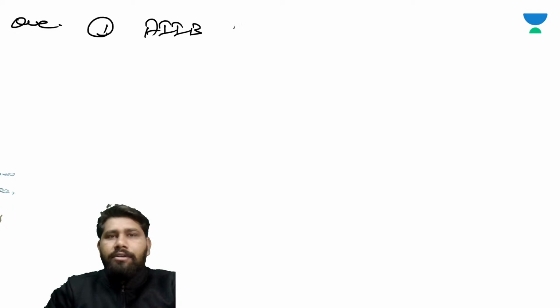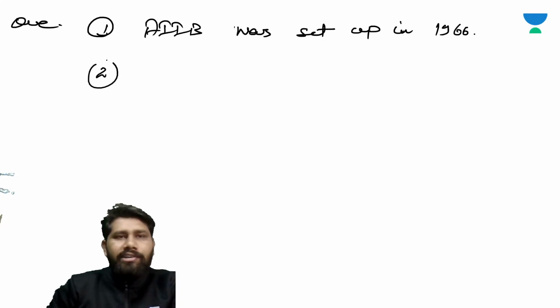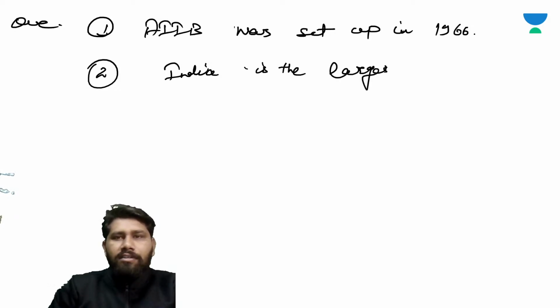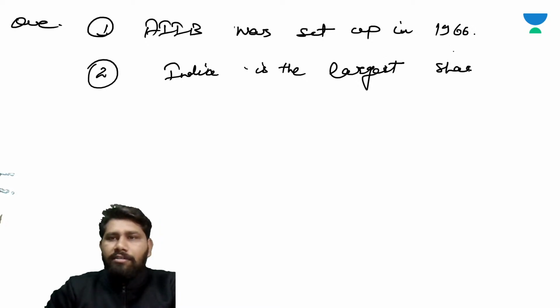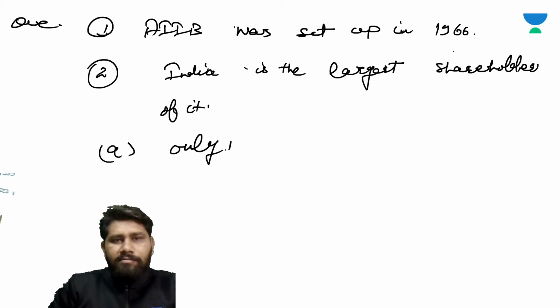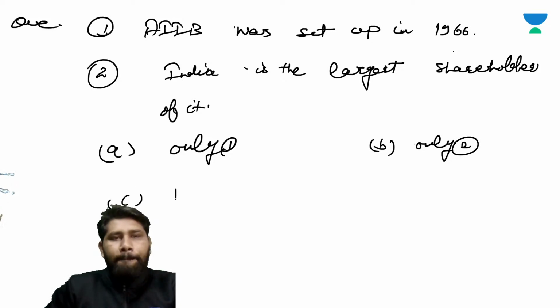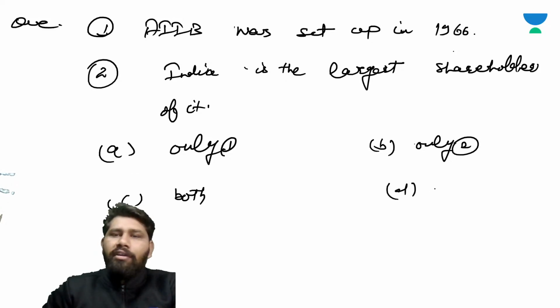AIIB was set up in 1966. Second statement, India is the largest shareholder of it. Only one, only two, both, and none.